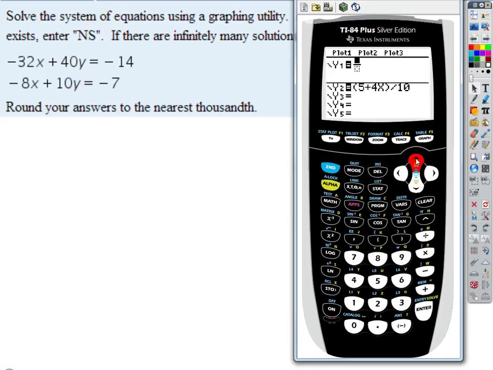Okay, so on the top one, what do we start with on the right? What do we start with, though? I don't have anything in there yet. Negative 14, good. What am I going to do? Good. Add 32x to the right side and divide by 40. Okay, so there's the first one. Second one. Open a set of parentheses. Negative 7.